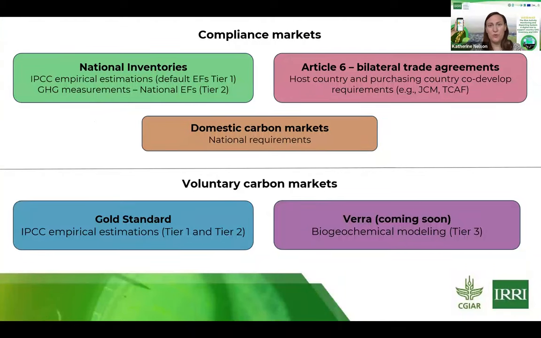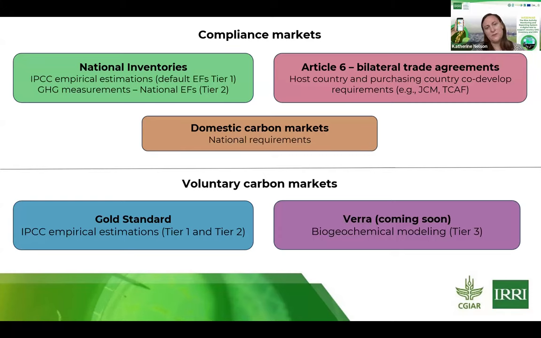So as I mentioned, what you want to do with the data is also going to depend on what kind of MRV you use. There are compliance markets, including national inventories, trade between countries under Article 6, and then trade between different industries or different sectors in the domestic markets. Typically, these are going to use the IPCC empirical estimations, either with default emission factors, or if the country has established their own emission measurements, then they may have national level emission factors, which is considered tier two. Generally speaking, with bilateral agreements, the two countries will develop their own agreed upon methodology and way of measuring, so their own MRV as well.